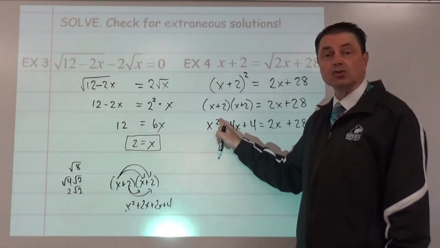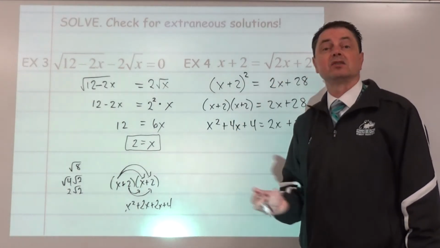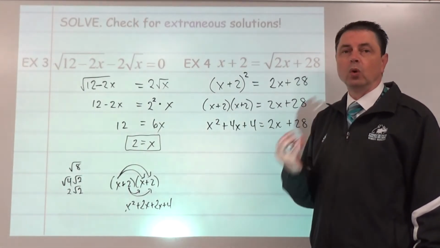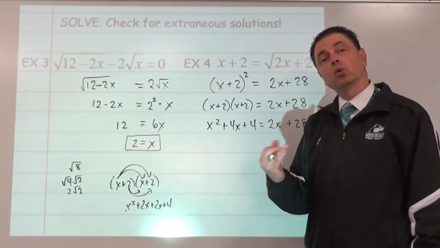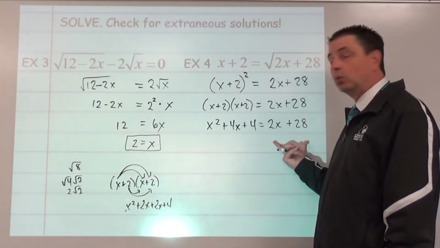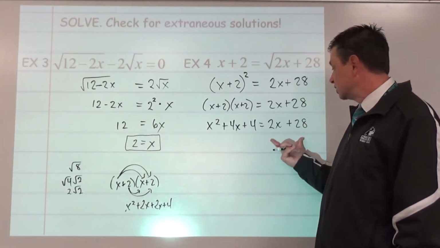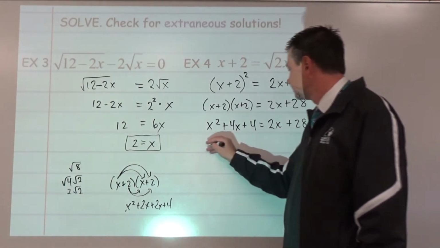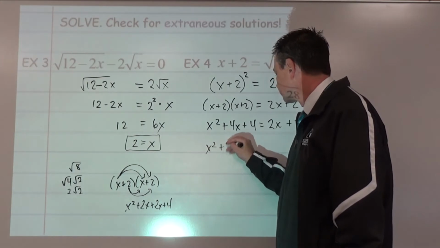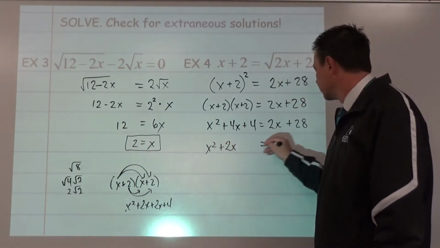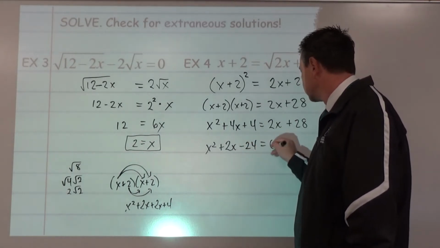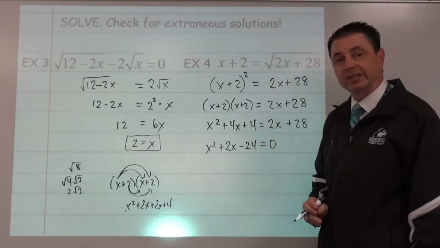That is now a quadratic equation. That takes us back to Unit 2, solving quadratic equations. One of our strategies, either factoring or the quadratic formula, we wanted to get one side equal to 0. So let's do that. Let's subtract a 2x on both sides, and subtract a 28, so that the right side will be 0.